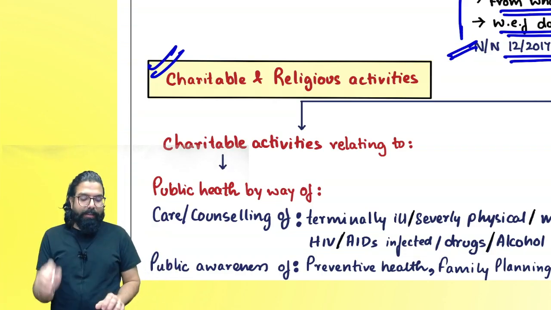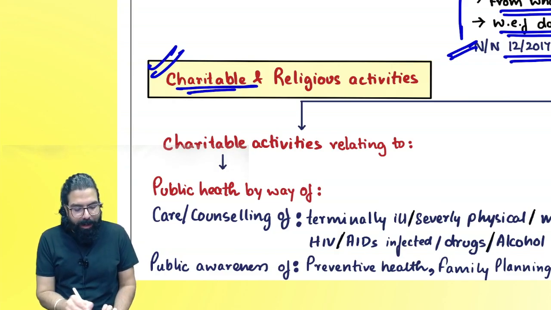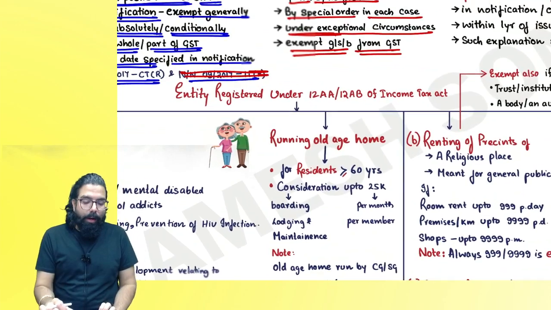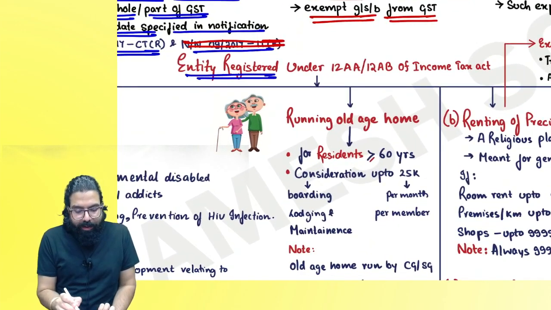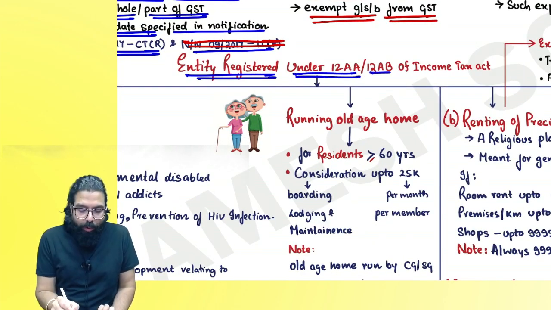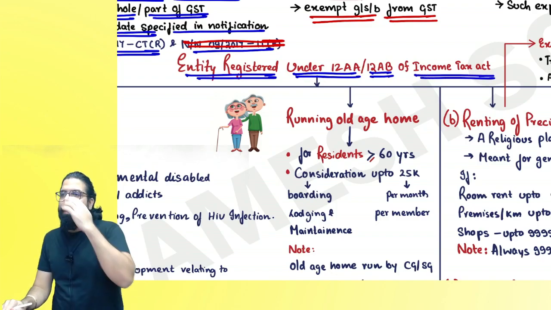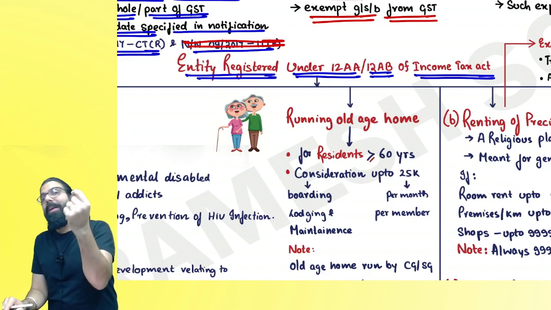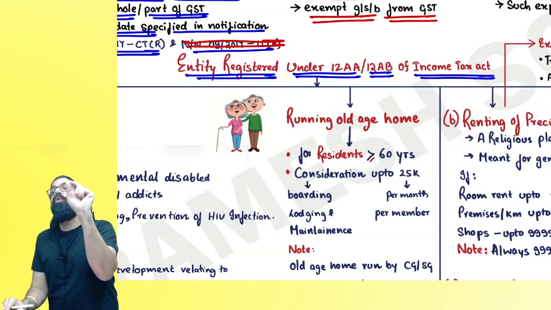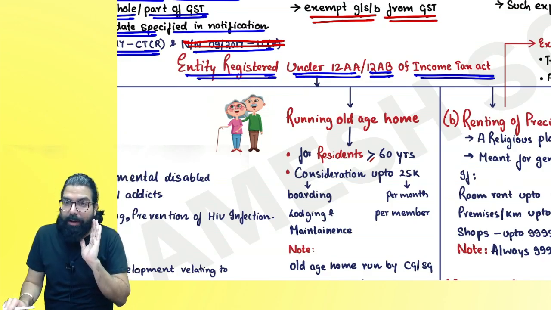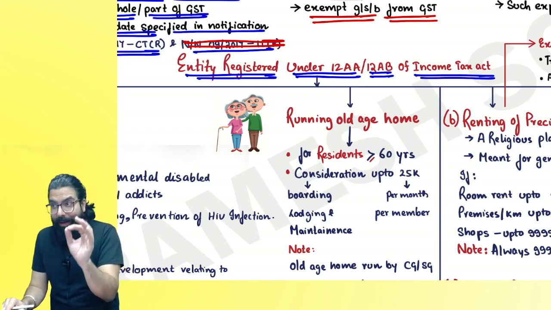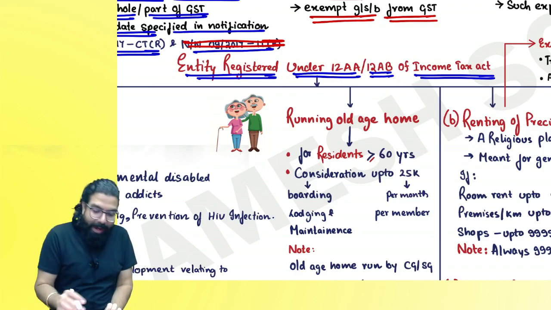Everyone over here, the first exemption is relating to charitable and religious activity. Now, if you are an entity registered under section 12AA or 12AB of the Income Tax Act, the Income Tax Act grants income tax exemption. 12AA or 12AB of the Income Tax Act is there. Are we clear now?